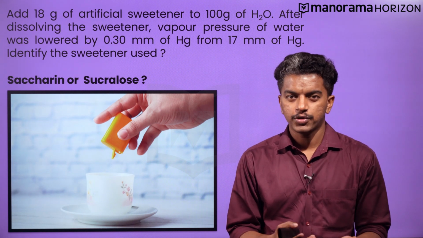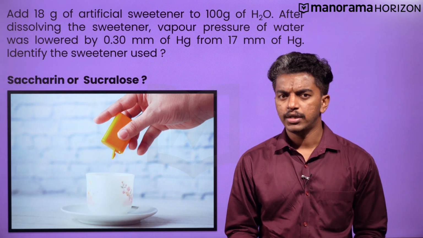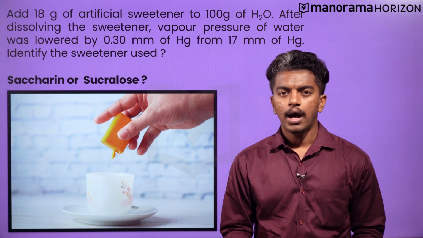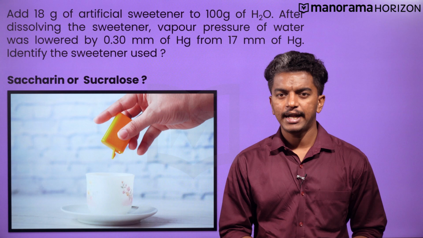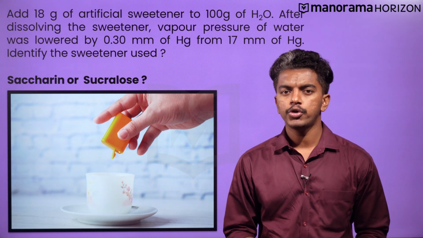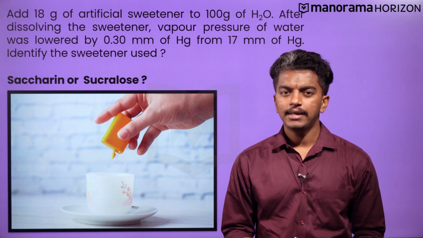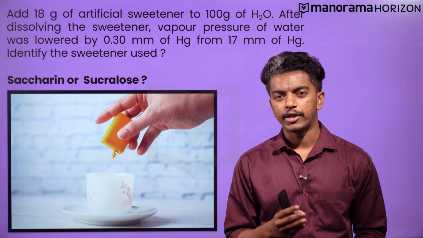Well, that is possible. You can identify the sweetener based on the molecular weight. How is it possible to calculate the molecular weight of a solute based on the given data? To solve this, you should know about colligative properties. In this video, we will discuss colligative property.